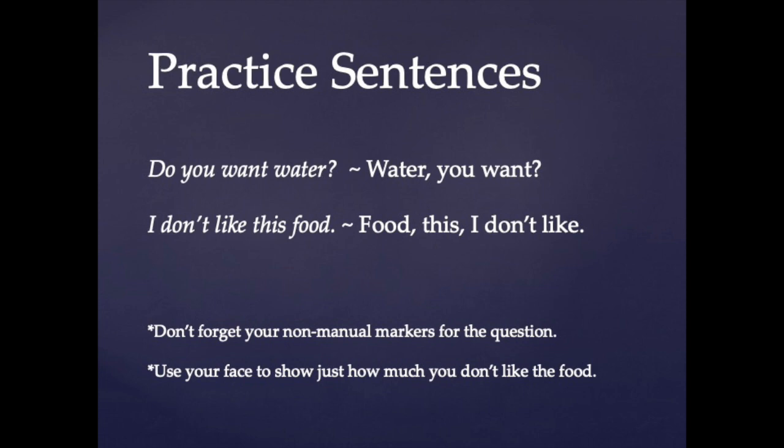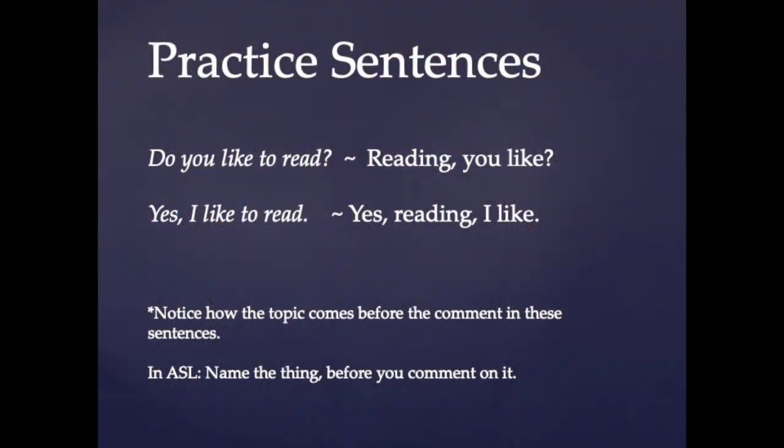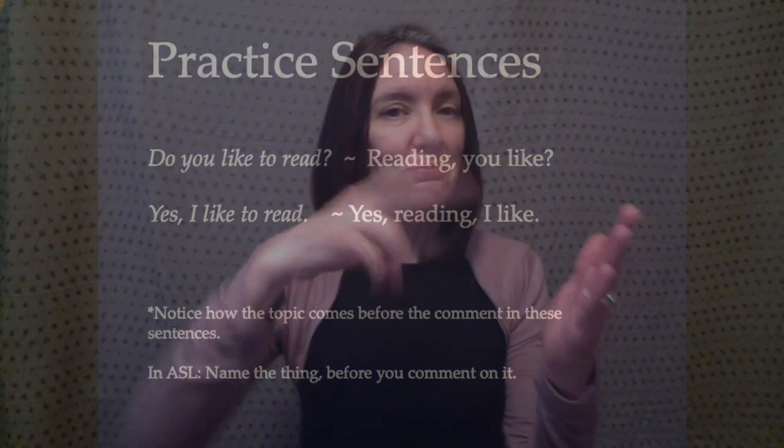Non-manual markers are important for question forms, but also for indicating how much you like or don't like something, as in the following example. Water. You want? Food. This? I don't like it. In ASL, we name the topic before we comment on it. The following sentences are good examples of ASL topic comment sentence structure. Reading. Do you like to? Yes. Reading. I like to.